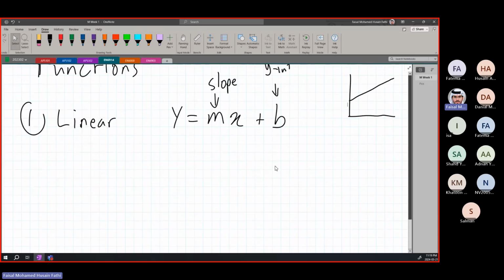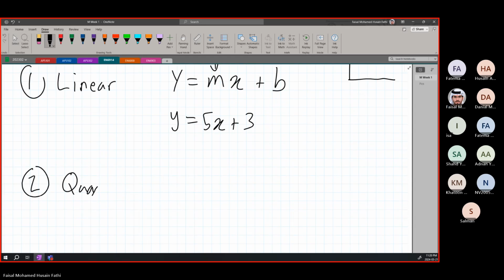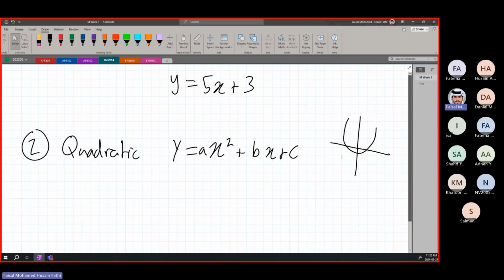This is a linear function. For example, y is equal to 5x plus 3. Then we have the quadratic function, which is in the form ax squared plus bx plus c. The graph is a parabola, either upwards or downwards, and it has up to two solutions for x. I'm pretty sure you know all of this; I just want to cover it very quickly again.